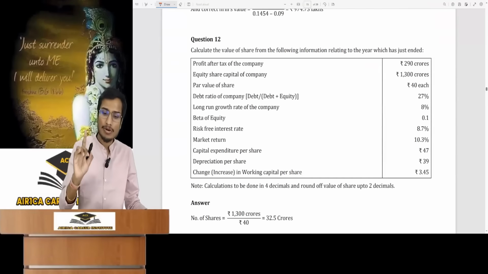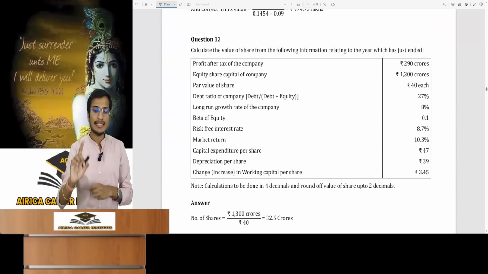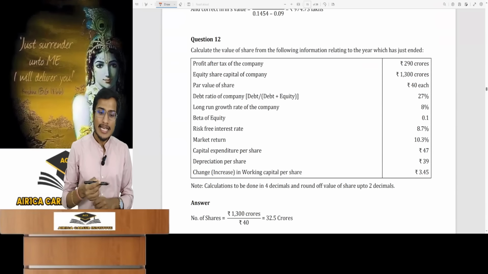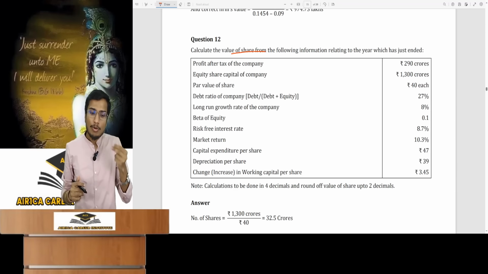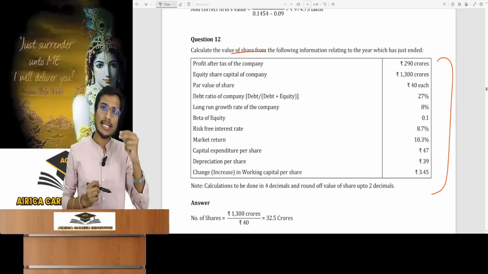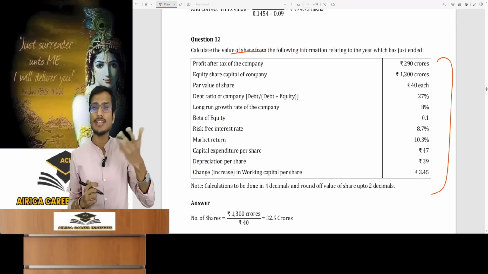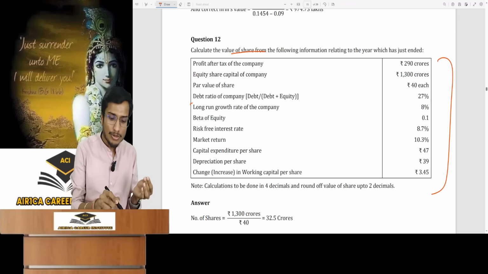Alright, there is this one question, and in this particular question, the biggest mistake that students make is that the share value is asked. Find the value per share, okay? Which method should we apply? Looking at the data, you'll understand its cash flow model. Now students get confused between FCFF and FCFE.